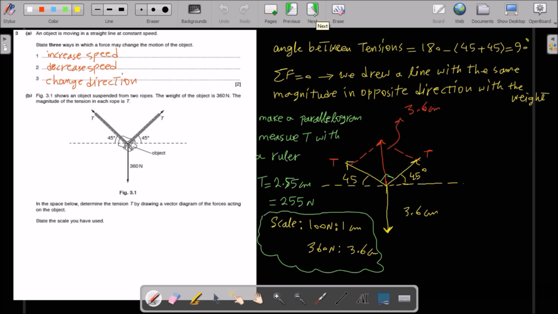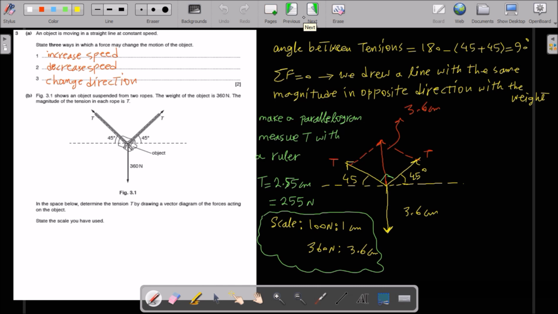Question 3. An object is moving in a straight line at constant speed. State 3 ways in which a force may change the motion of the object. So you can write increase the speed, decrease the speed, or change direction.